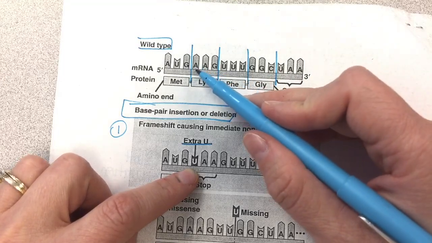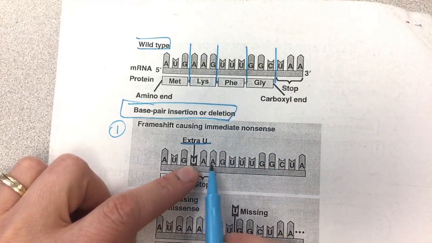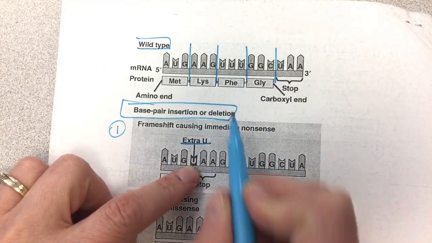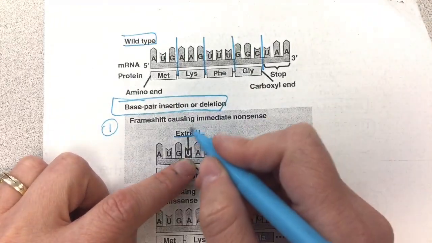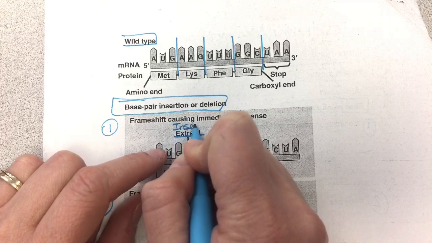The second codon is supposed to be AAG. So notice here, they didn't take anything out. Here's that second codon, AAG. Here's the third codon, UUU, and so on. They just inserted an extra U. So this is an insertion.